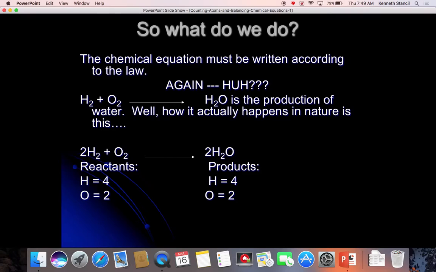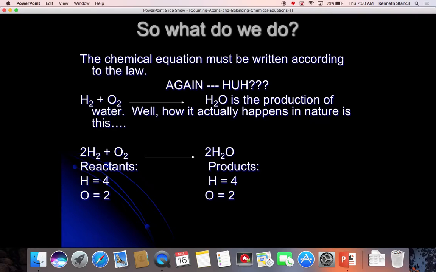So we've got H2 plus O2 yield H2O. That's the production of water. It actually happens in nature. We can make water, but it's a violent explosion and it's not a good process. So in order to balance that equation, we need to get the same number of atoms on each side of it.